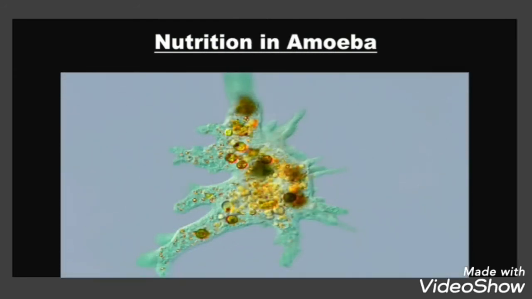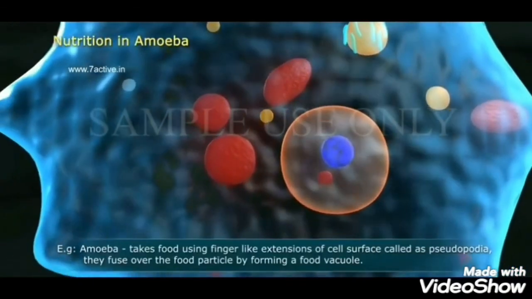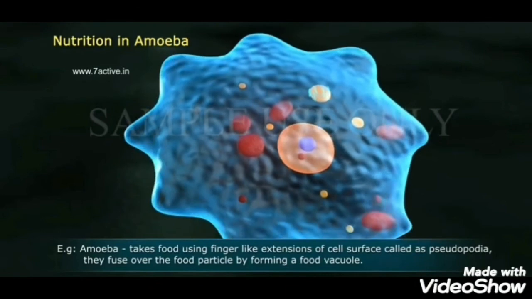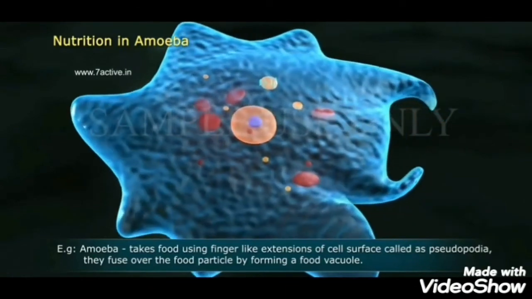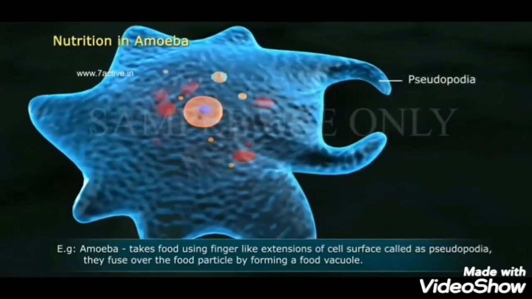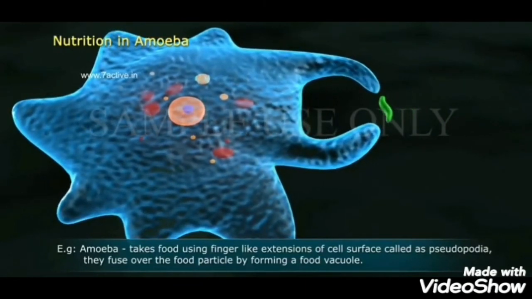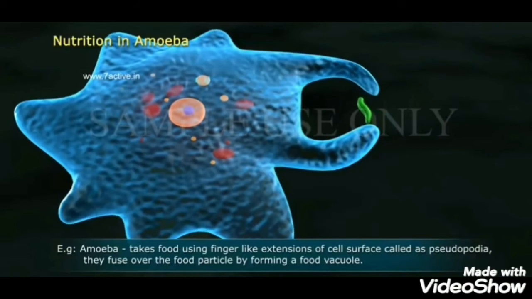Nutrition in amoeba. Amoeba takes food using finger-like extensions of the cell surface called pseudopodia. They fuse over the food particle, forming a food vacuole.